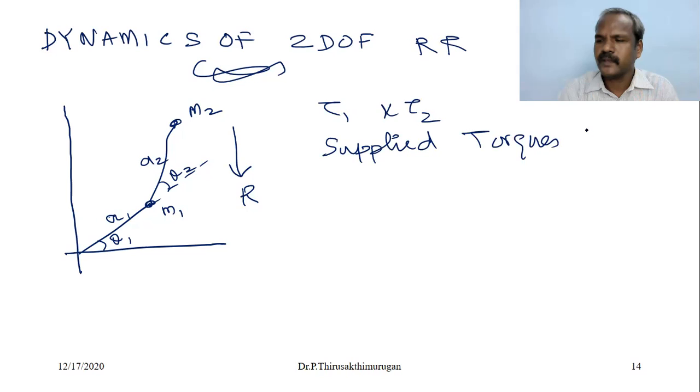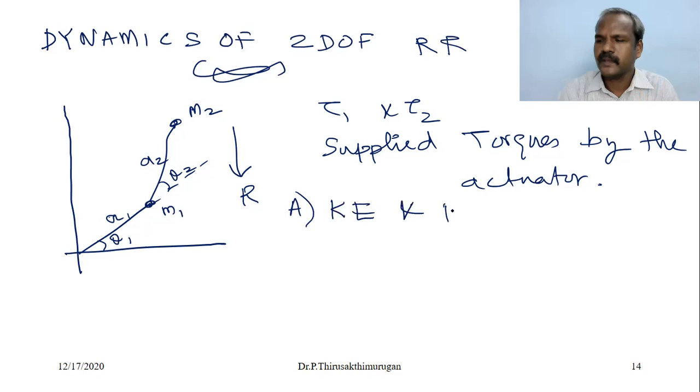Okay, supplied torques by the actuators. Similar to the polar arm, there are 3 stages. First step is A. What is A? We have to compute kinetic energy and potential energy. This is the first step.